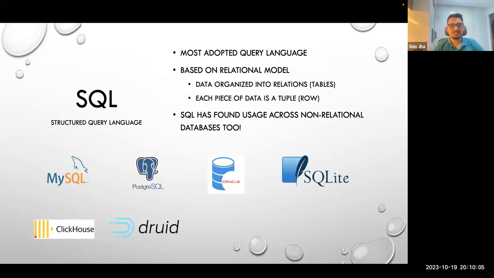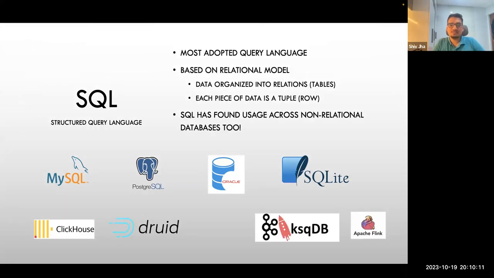In fact, Clickhouse only supports SQL. Druid has SQL as well as another native language. And then SQL is now actually supported across streaming systems as well. So if you look at Kafka's KSQL DB or Apache Flink or some of the older ones, some of the newer ones in the streaming system, they all support SQL in some form, or they plan to support it.